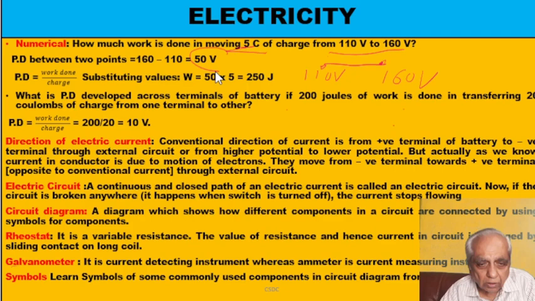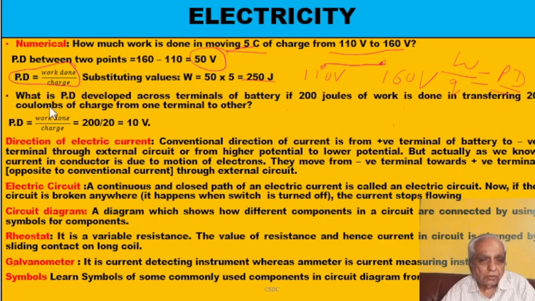Now what is the formula we learned? That work done per unit charge is the potential difference between the 2 points. So now in this sum I have to calculate the work done. So work done would be Q into PD. Now Q is 5, PD is 50, so work done is 250 joules. So this formula, which I explained to you last time, we have used it now.